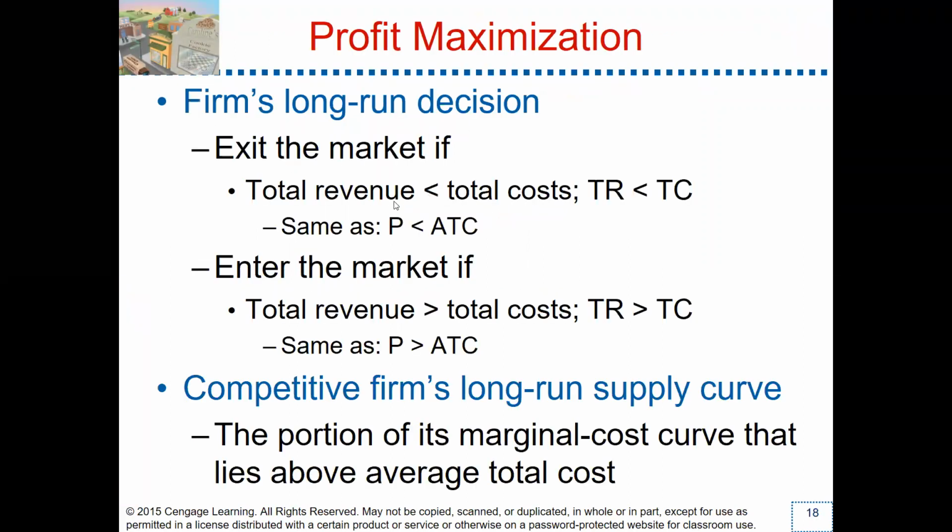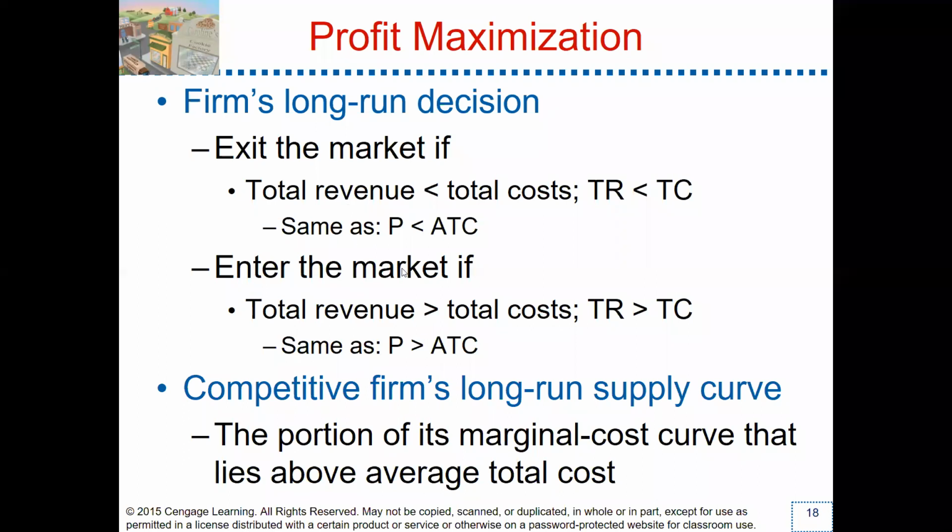But when it comes to the long run, if the total revenue is lower than the total cost, same as price falls below the average total cost, then the firm should exit the market. The firm should leave the market. Otherwise, there is no chance to generate enough profit to sustain your business. You have to leave the market. So this is the condition.